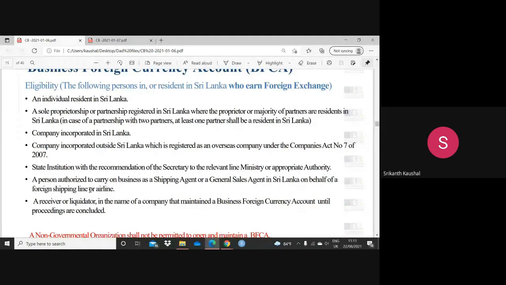If it is a company, take a letter. A company means there is a board resolution, a board of directors, and you get the approval that the company wants to open a BFC account. If it is a sole proprietor, take the letter from the sole proprietor. Get the authorized signatory to sign the letter saying they are into this business and earning foreign exchange. That is the documentary evidence. You have to establish the fact that the company is earning foreign exchange by supplying goods or services.